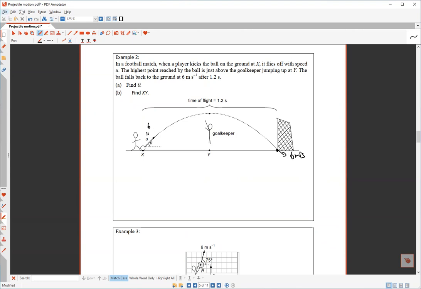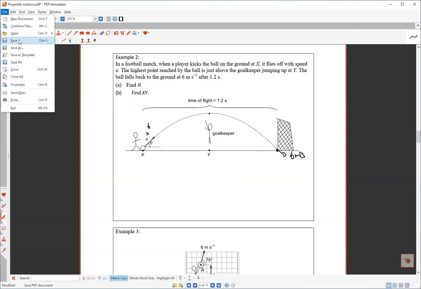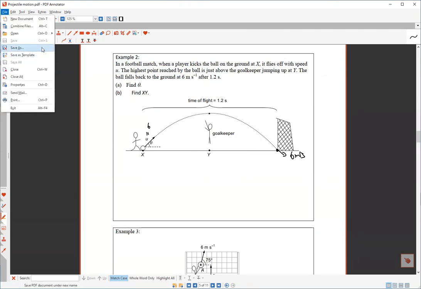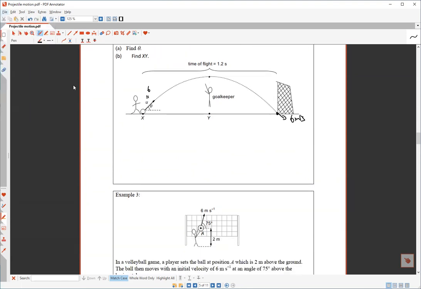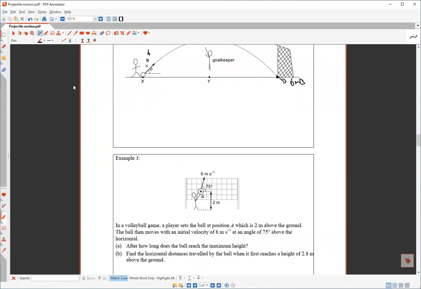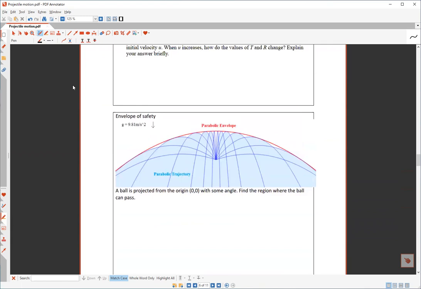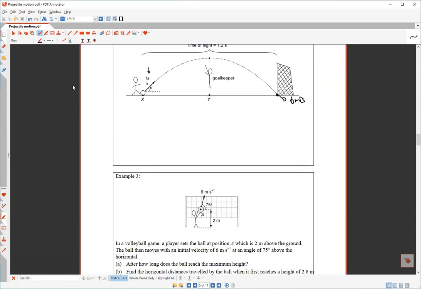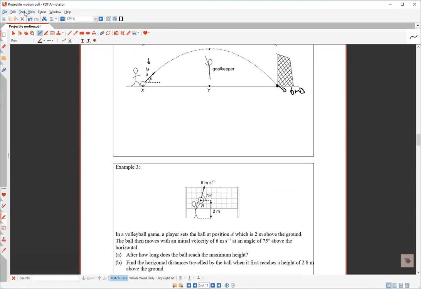Now, I'll send you what I've written down first. I give you some time to do example two, just 5 minutes. You have the equation of time of flight, you have the equation of range, and I want to see if you can solve examples 2 and 3 by yourself.